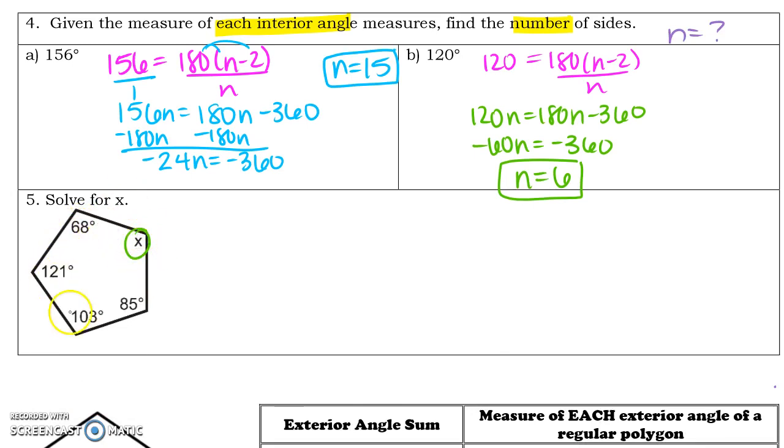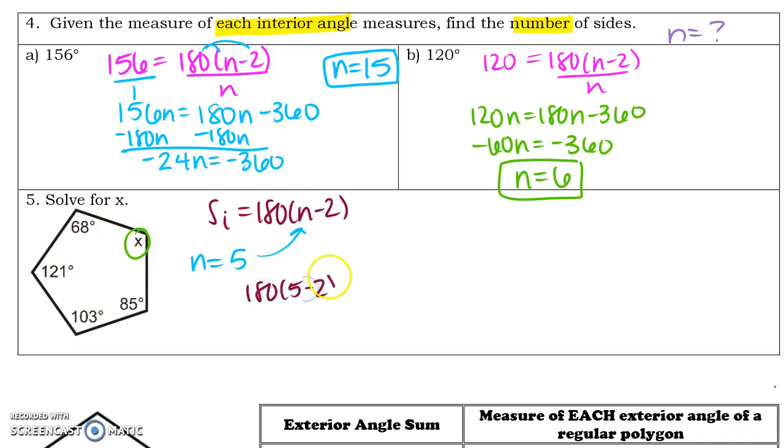But if you notice, the shape is not regular. All the angles are not the same. But that doesn't change our sum. The sum of the interior angles is still 180 times n minus 2. In this case, looking at our picture, our n is 5. 1, 2, 3, 4, 5 sides. So we can substitute that into our equation to figure out what all the angles add up to be. So 180 times 5 minus 2, which gives us 540 degrees.